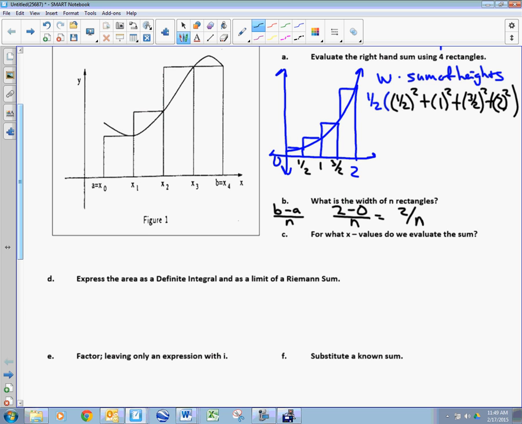The width is very important. If you think about it, all I need is the width times the sum of the height. So we've got the width. Sum is just adding. So now we just have to figure out the heights. Well, we just squared these values, right? So the question is, what values do we square? For what x values do we evaluate the sum? We chose 1/2, 1, 3/2, and 2. Tell me how he came up with those so we can write an expression.